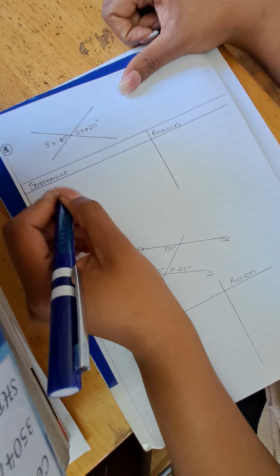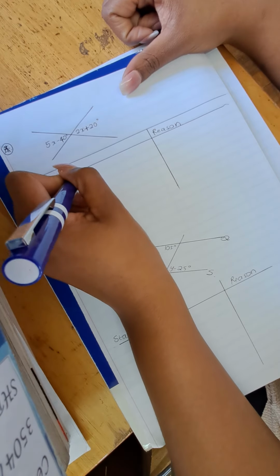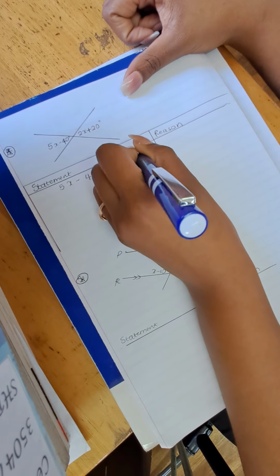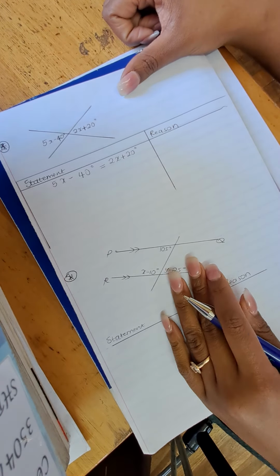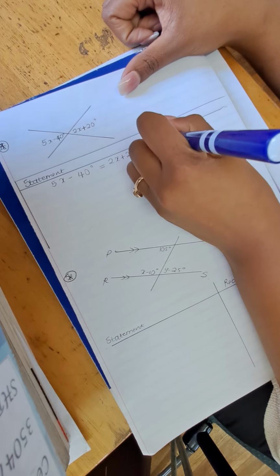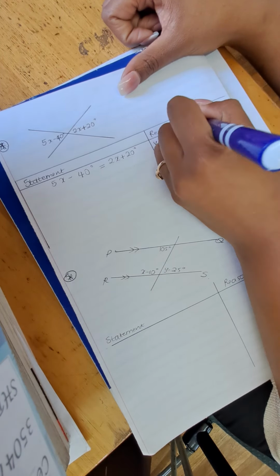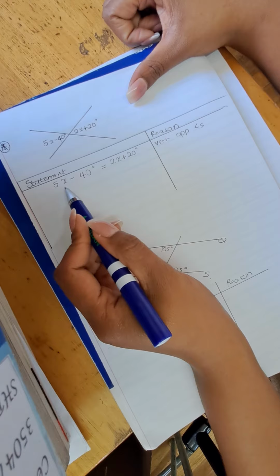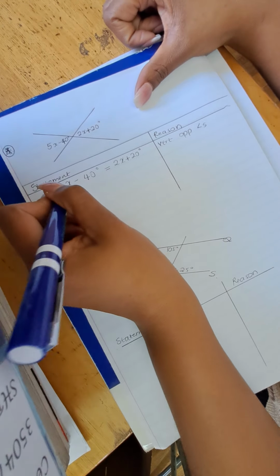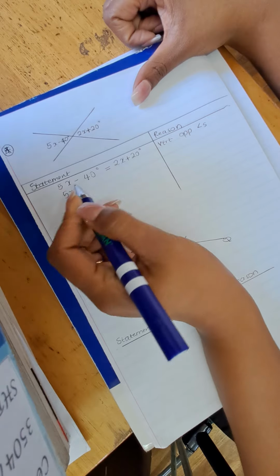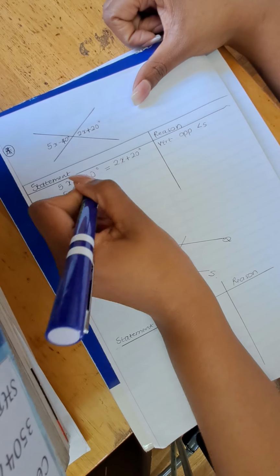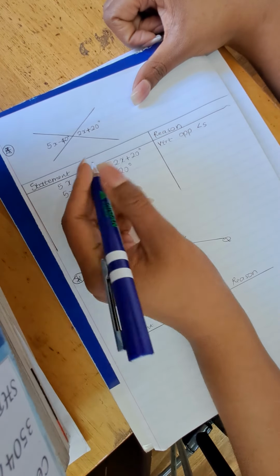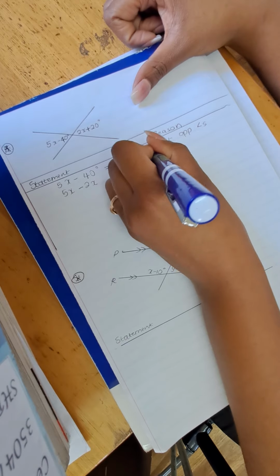So the statement in this case will be 5x minus 40 degrees is equal to 2x plus 20 degrees. And then our reason will be vertically opposite angles. Then from here, we need to transpose 2x into our left-hand side. That means we'll bring down 5x as it is, and then we transpose 2x to our left-hand side. It will be negative 2x equals to, bring down 20 degrees, transpose 40 into our right-hand side. It will be positive 40 degrees.